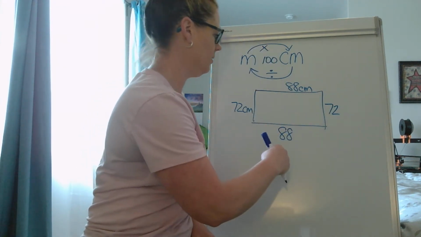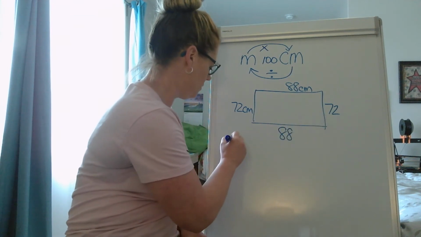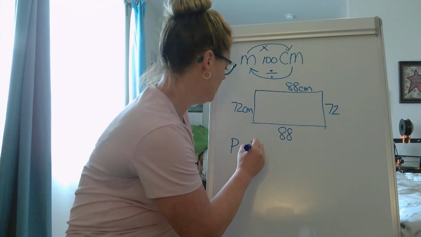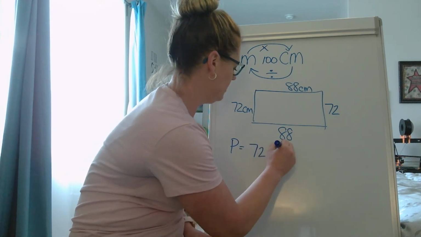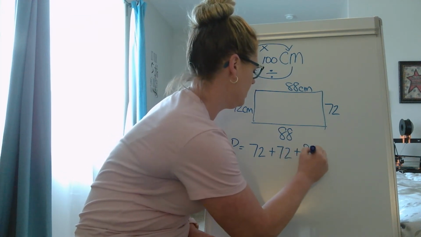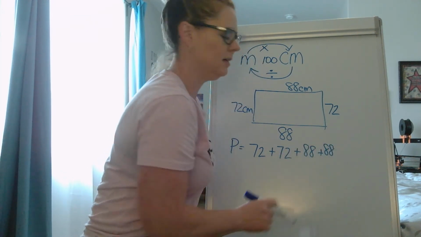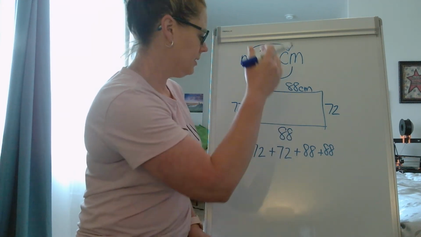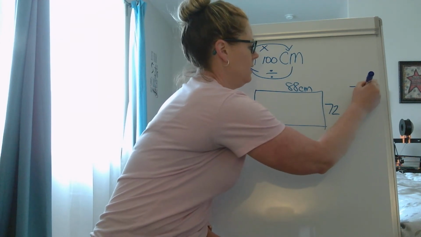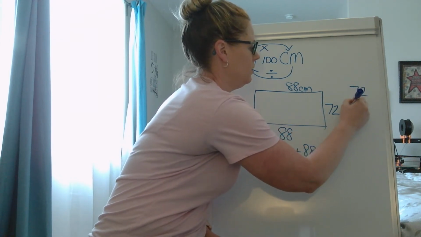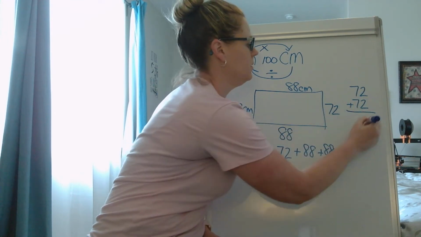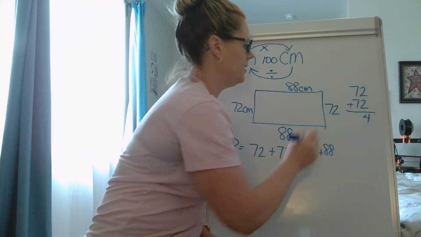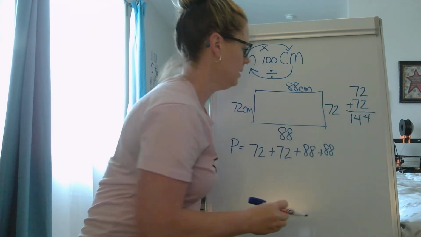So we're going to just stack all of those up. So perimeter equals 72 plus 72 plus 88 plus 88. Okay? But it's a little bit easier to stack all of those. So 72 plus 72, I'm going to do that one first. 2 plus 2 is 4. And then 7 plus 7 is 14.